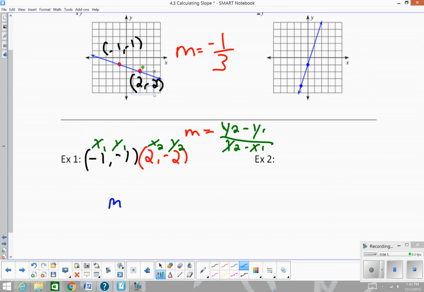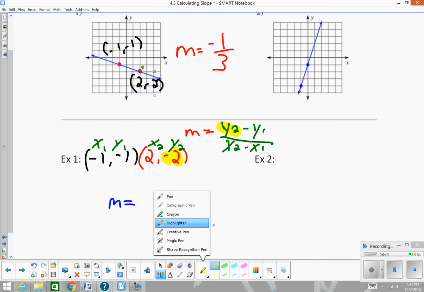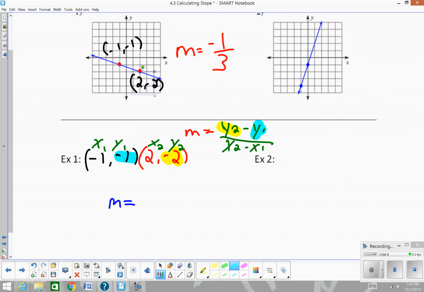So it's going to say m equals, well, what's your y2? My y2 in this case is -2. Okay, so that's what you're going to write there. Let me do the whole thing. So then it's going to say minus your y1. So it's going to be my y2, which is -2, minus my y1, which is -1. Now make sure that you write minus whatever that value is. So even though there's a negative sign there, you have to write your subtraction sign. Good.